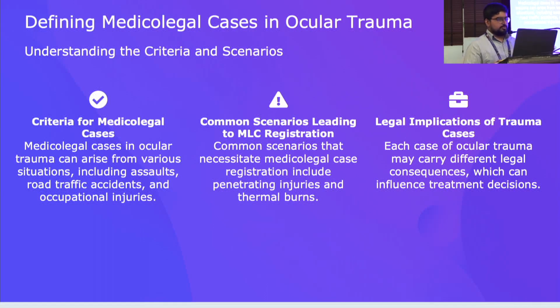In government the police may come from time to time to collect it, but in private you have to send it to the nearby police station. And if you are referring, you have to keep all the documentation very properly, and maybe even get it in writing from the patient and the bystanders that they were referred for further treatment. So common scenarios can be penetrating injuries, thermal burns, etc., and different types carry different legal consequences.